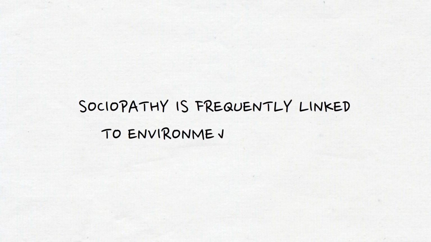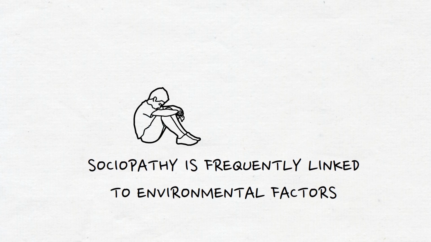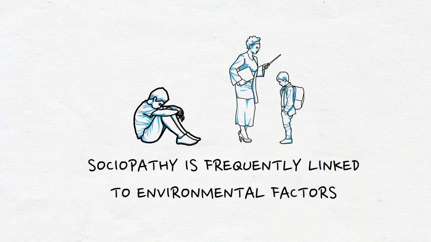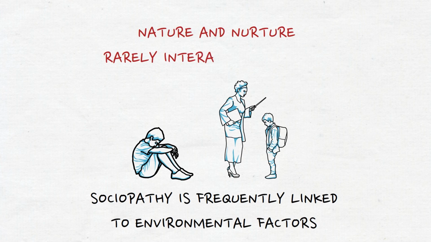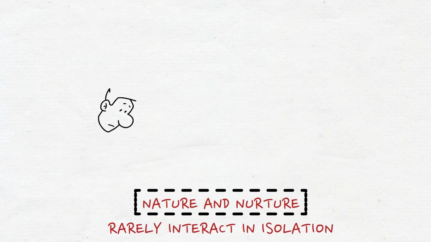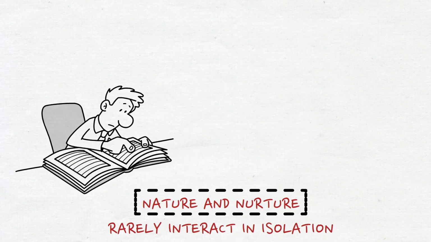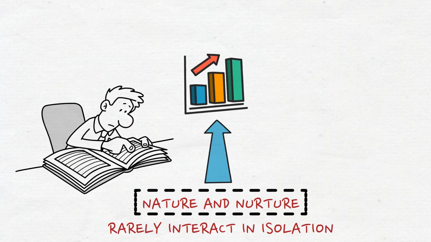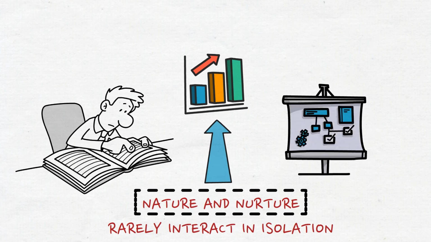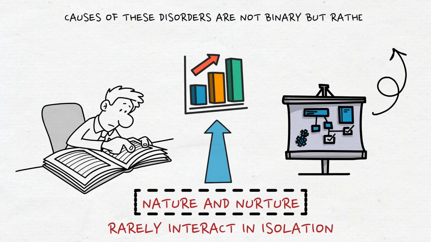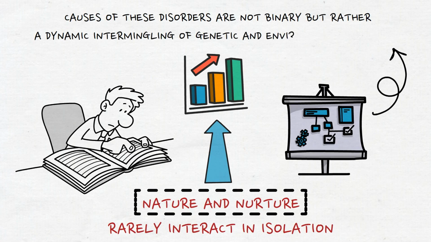On the other hand, sociopathy is frequently linked to environmental factors, especially adverse childhood experiences and a tumultuous upbringing. Nature and nurture rarely interact in isolation, so it's important to understand how they work together. Recent research studies suggest that the interaction of genetic predispositions and environmental factors can increase the risk of developing antisocial traits. This emphasizes the need for a holistic understanding of sociopathy and psychopathy, acknowledging that the causes of these disorders are not binary, but rather a dynamic intermingling of genetic and environmental factors.